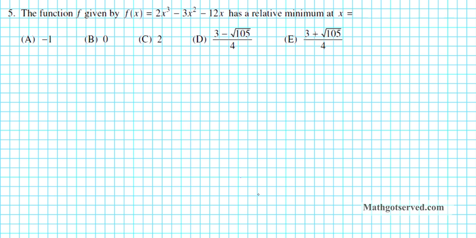Alright, let's take a look at question number 5. It says a function f given by f of x equals 2x to the third minus 3x squared minus 12x has a relative minimum at x equals. So we have to find the relative minimum here.